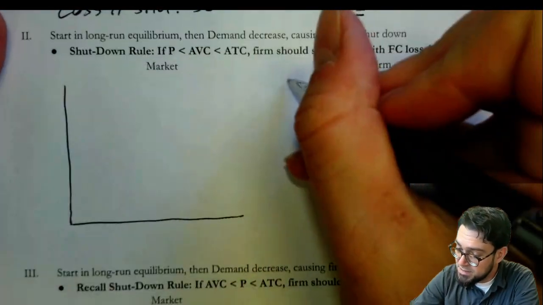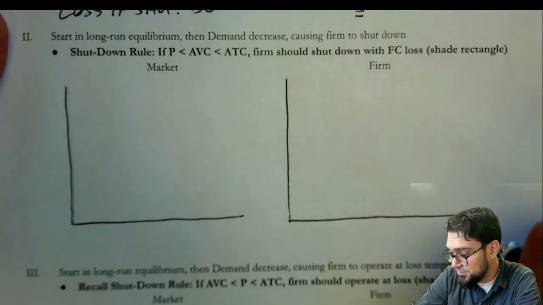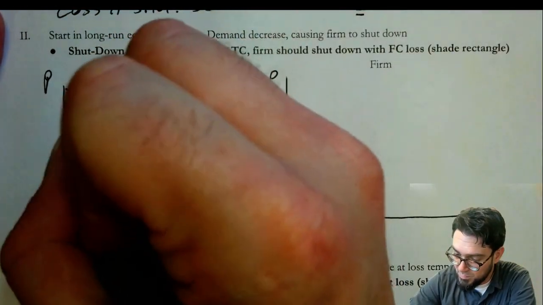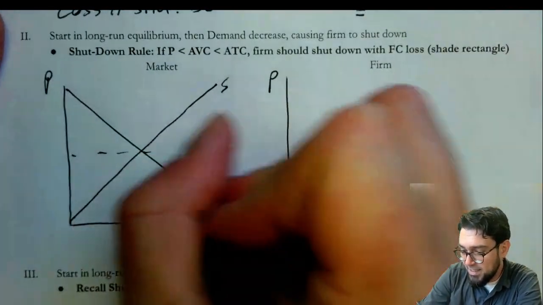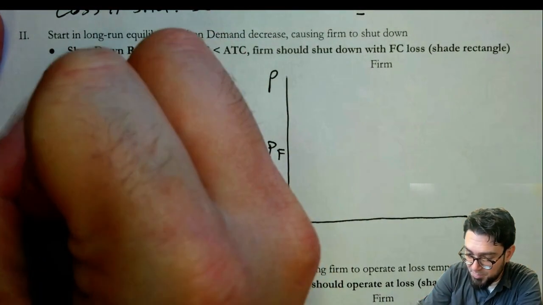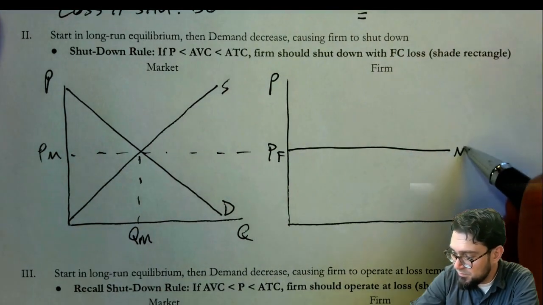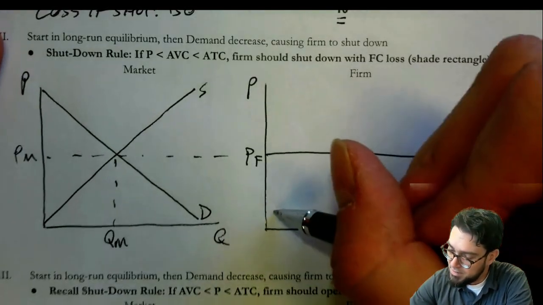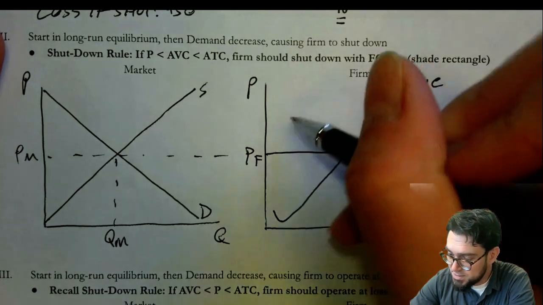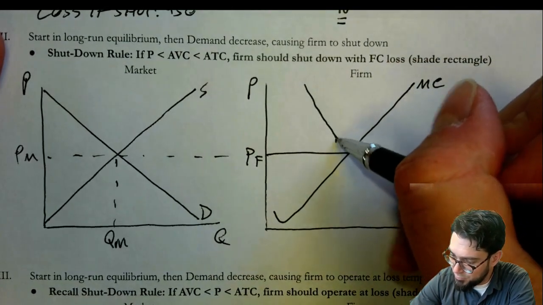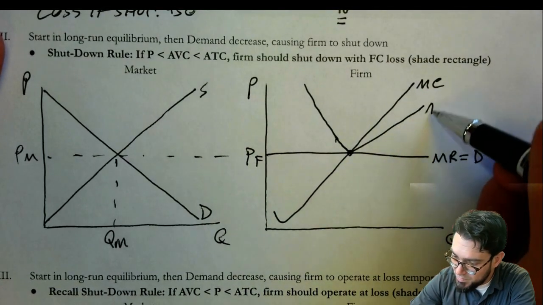Now, let's take a look at what these would look like if we were talking about two different scenarios. First would be long-run equilibrium, and then we're going to cause demand to decrease so much that the firm will actually shut down. So price and quantity, and again, we're going to start in a long-run equilibrium where we've got a price P sub F and a P sub M and a Q sub M. And then over here we have marginal revenue equals demand. And then we're going to put marginal cost. And our first is going to be in equilibrium here, and that's ATC.